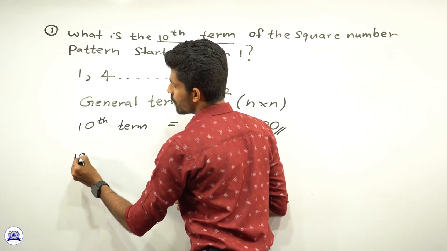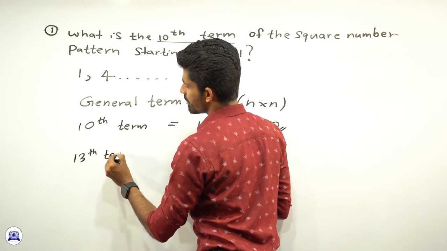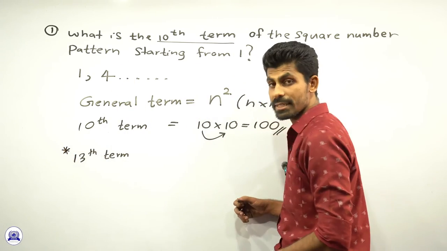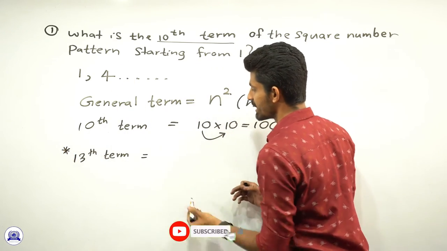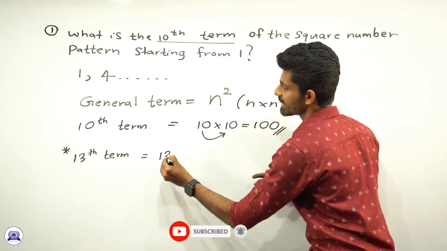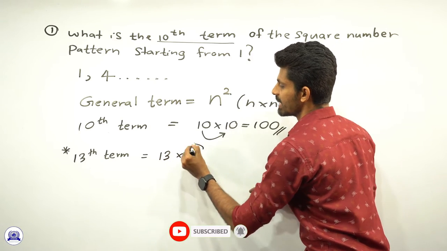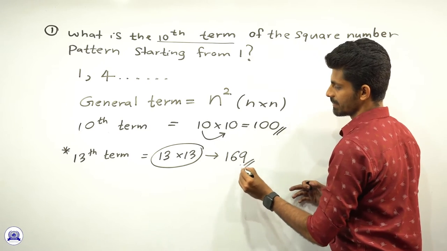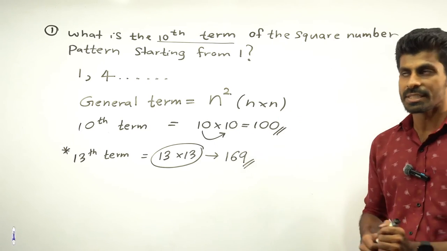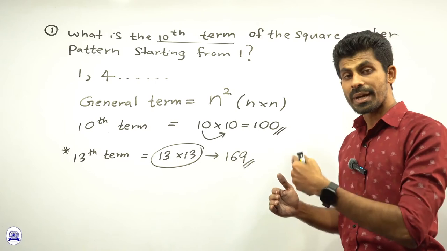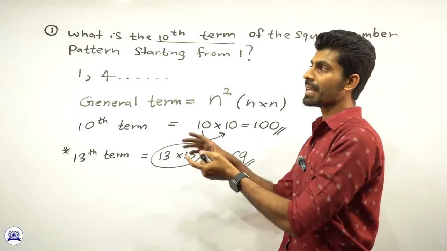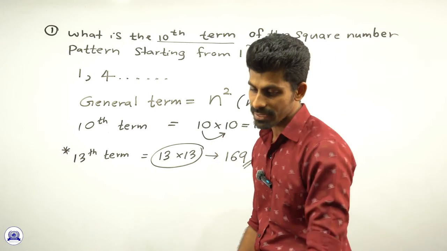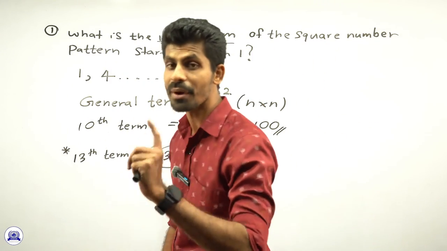Look at this one. What is the 13th term? The question is asking for the 13th term. 13th term means 13 into 13. 13 into 13, 169. So that one is easy. Just try to write down the question and try to do that one before me. So this is the first question of your exercise number 1.4.